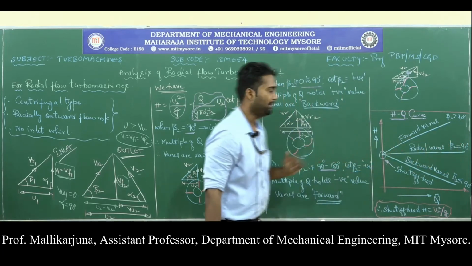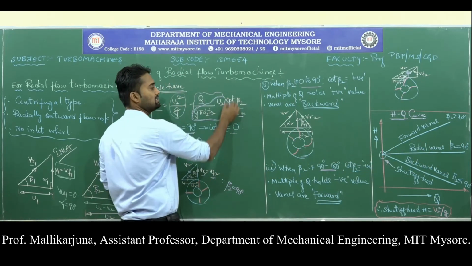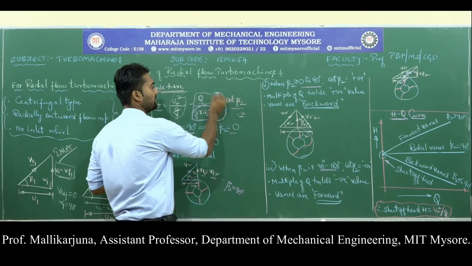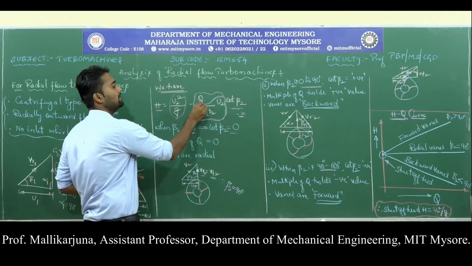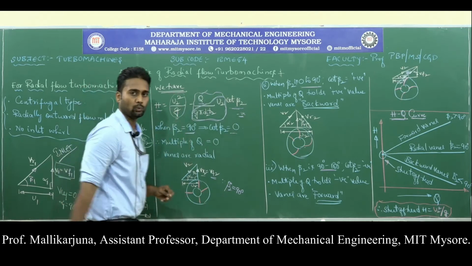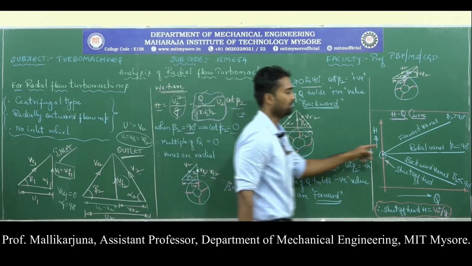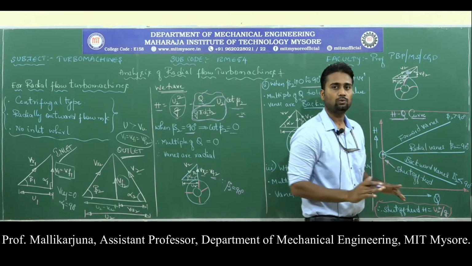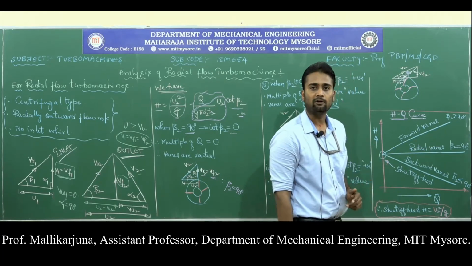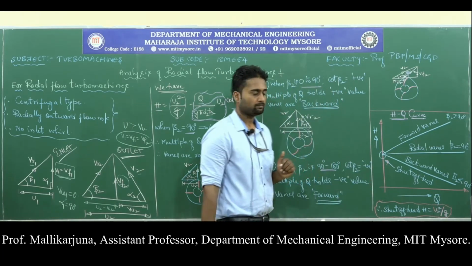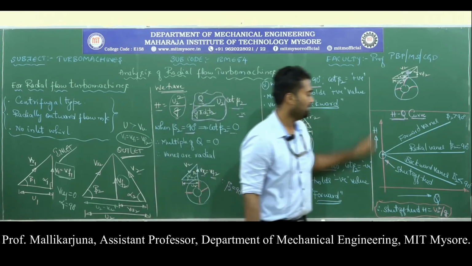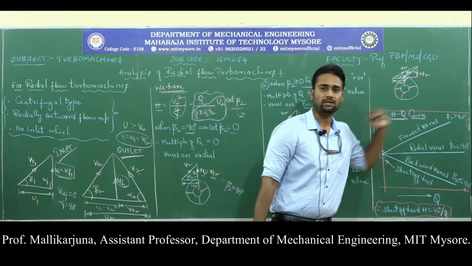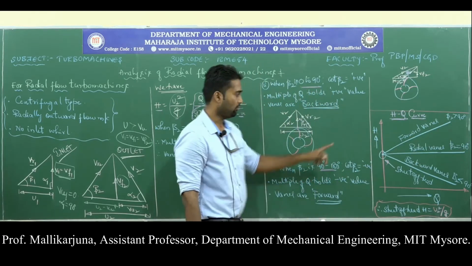Why is that happening? Because cot beta 2 is 0. If I substitute 0 over here, this entire term becomes 0. Then there is no variation of H because of an increment in Q. That is what happens for radial vanes. H and Q are not at all dependent on each other. If we ask for the HQ curve for the radial vanes, then this is the horizontal line. I hope that is very clear.